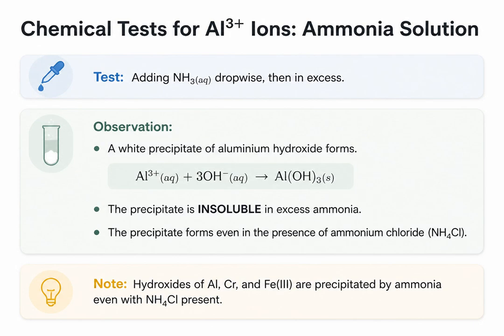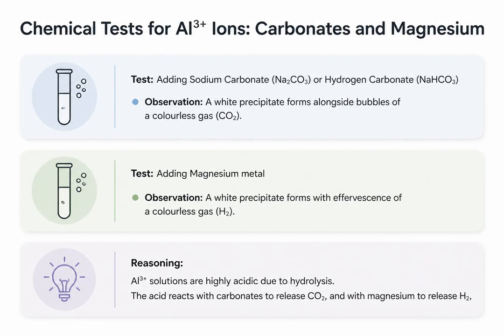Another critical test uses aqueous ammonia. Similar to the sodium hydroxide test, adding ammonia dropwise provides hydroxide ions, resulting in the same white precipitate of aluminum hydroxide. But here is the key difference. When you add excess ammonia, the precipitate does not dissolve. It remains insoluble. This allows us to distinguish aluminum from other metal ions like zinc, which would dissolve in excess ammonia. Furthermore, this precipitation occurs even if ammonium chloride is present in the solution. It's worth noting that aluminum, chromium, and iron-3 hydroxides all share this behavior of precipitating with ammonia, regardless of the presence of ammonium chloride.